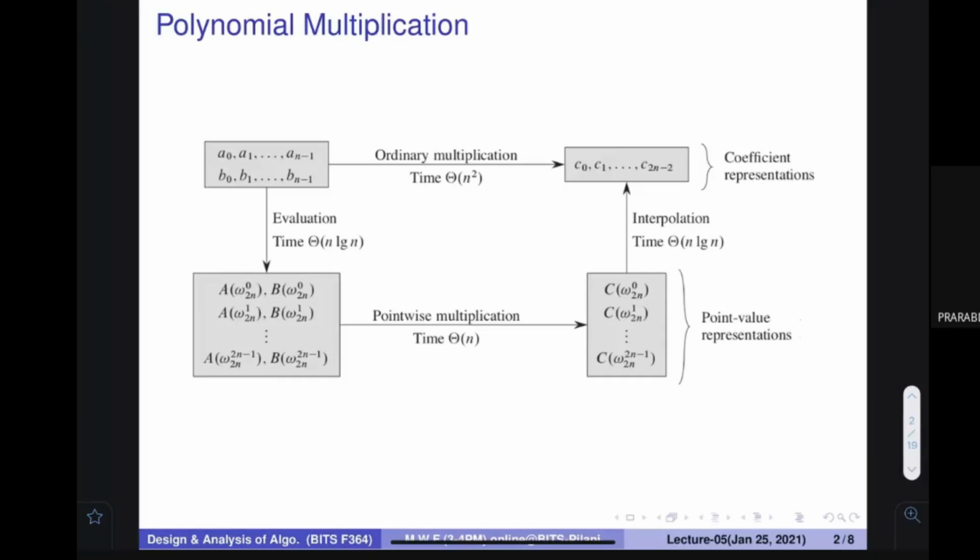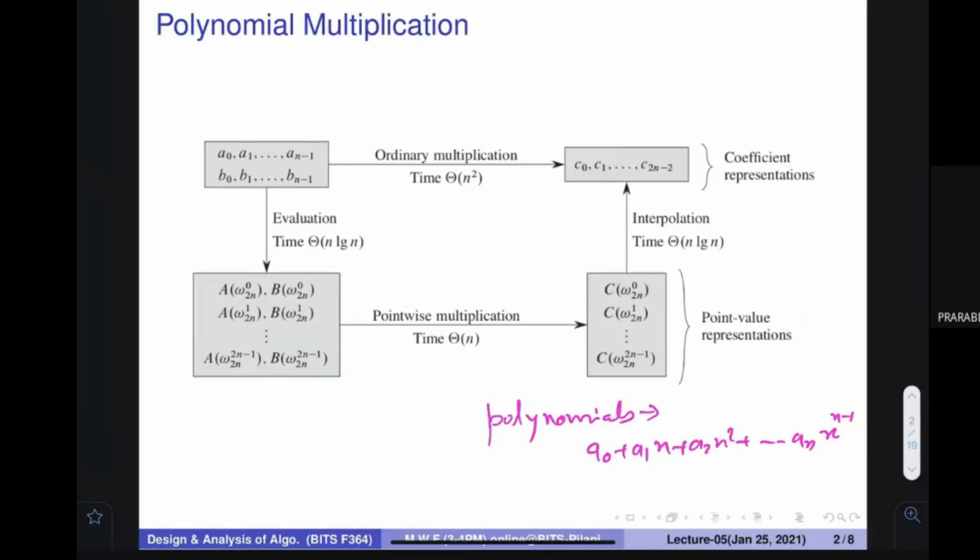So in the last class, we talked about polynomials. A polynomial is something like a0 plus a1x plus a2x squared plus dot dot dot plus an x to the power n minus 1, an expression of this particular kind. We have seen that we can represent this using the values a0 to an, the coefficients. So we can represent it in this way.